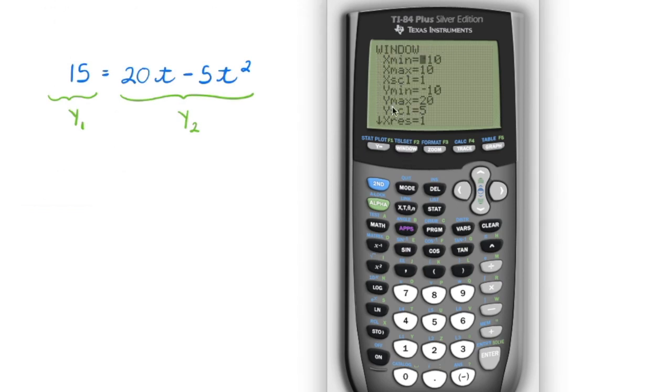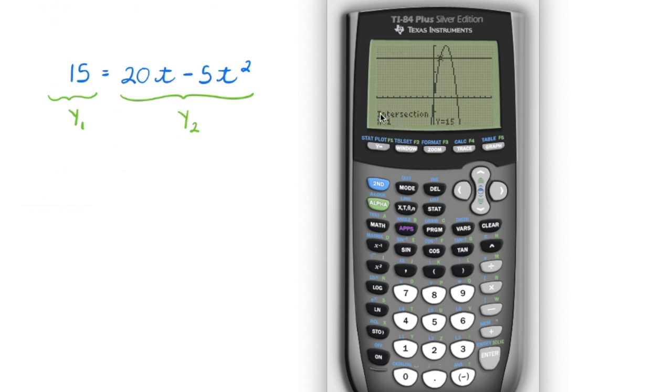So I want my y maximum to be higher than 15. So let's just try 20. And then if I'm going from negative 10 to 20 on the y-axis, I'm just going to set a scale of 5. You might have to adjust the window, but in this particular case, we can see those 2 points of intersection. So we're going to go second function, trace, number 5, because I'm looking for when the left and the right side intersect. So we're going to scoot our cursor close, enter, enter, enter. And again, remember, we just want that x coordinate.